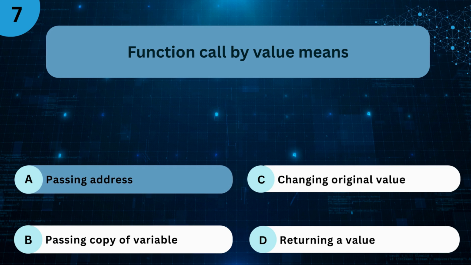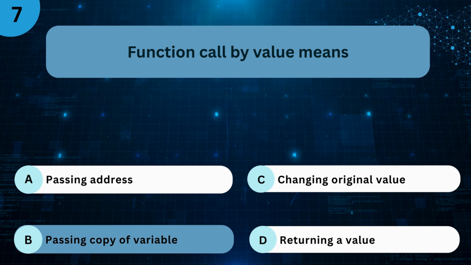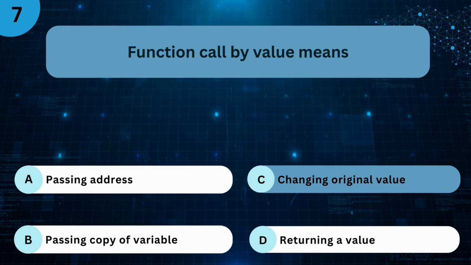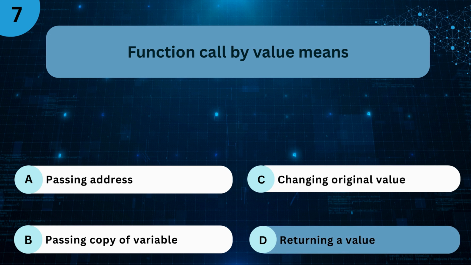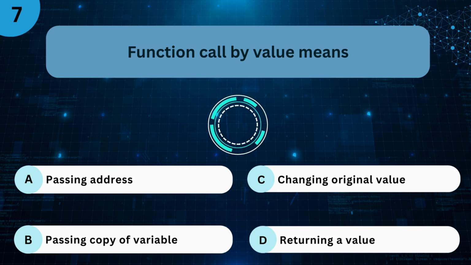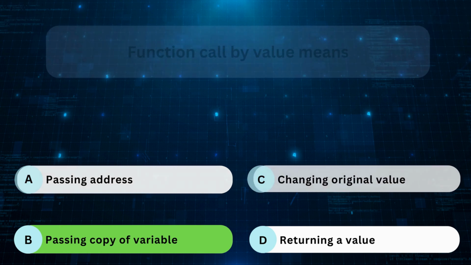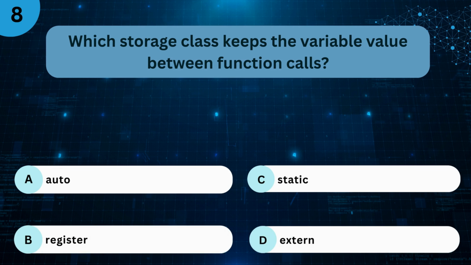A. Passing address. B. Passing copy of variable. C. Changing original value. D. Returning a value. The right answer is B. Passing copy of variable. Which storage class keeps the variable value between function calls?